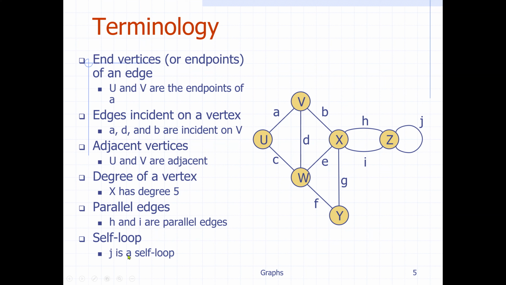Then we have the self-loop, which means the edge starts from one vertex and ends at the same vertex without going through any other vertex. So here Z has a self-loop J, because J starts from Z and ends at Z, without connecting to any other vertex. So those are the terminology: end vertices, edges incident on a vertex, adjacent vertices, degree of a vertex, parallel edges, and also the self-loop.